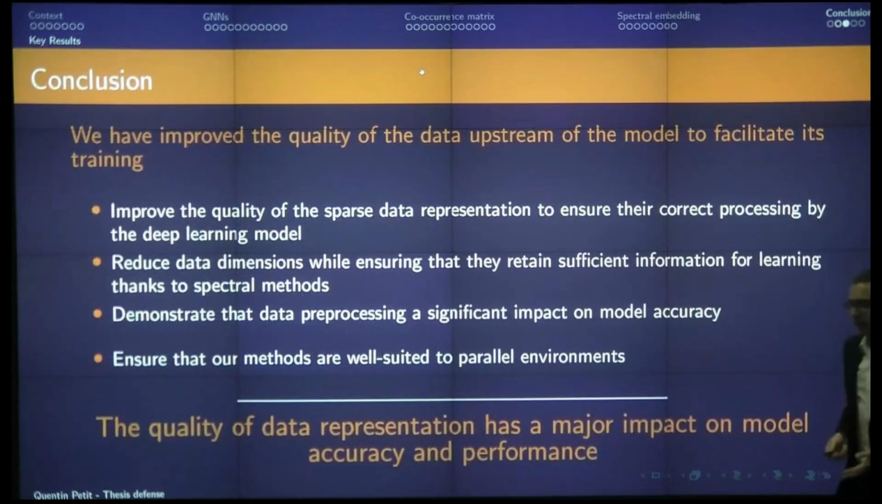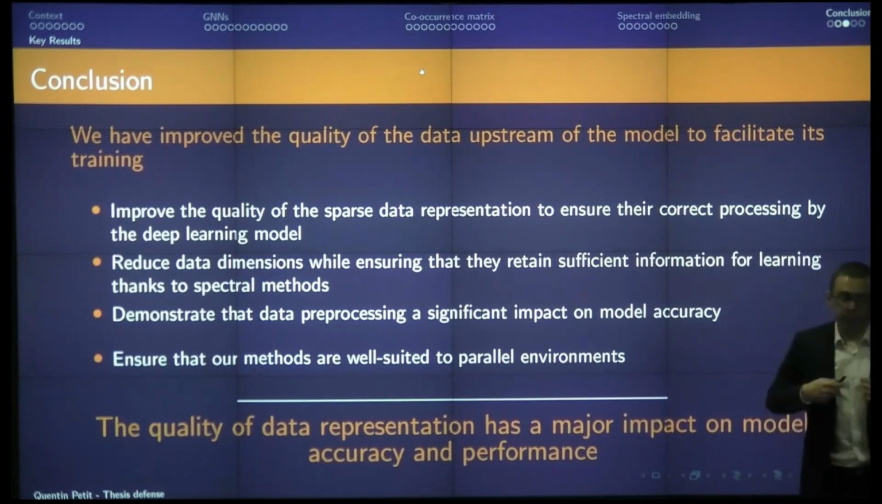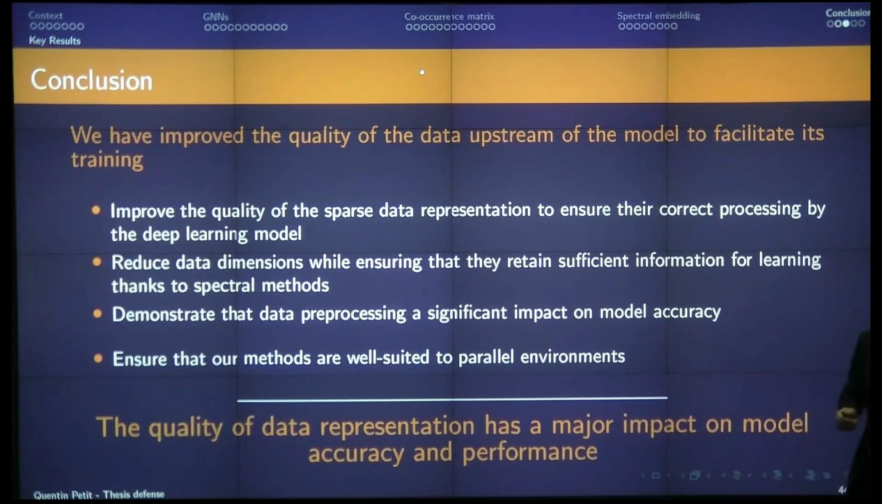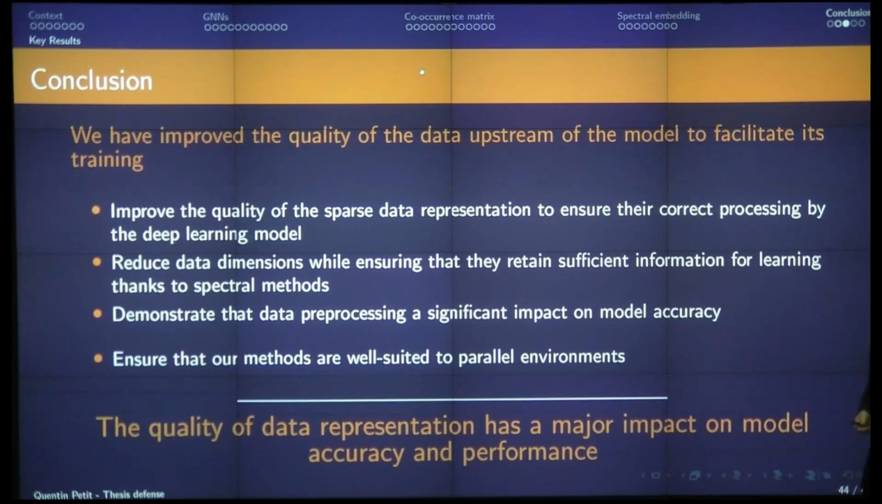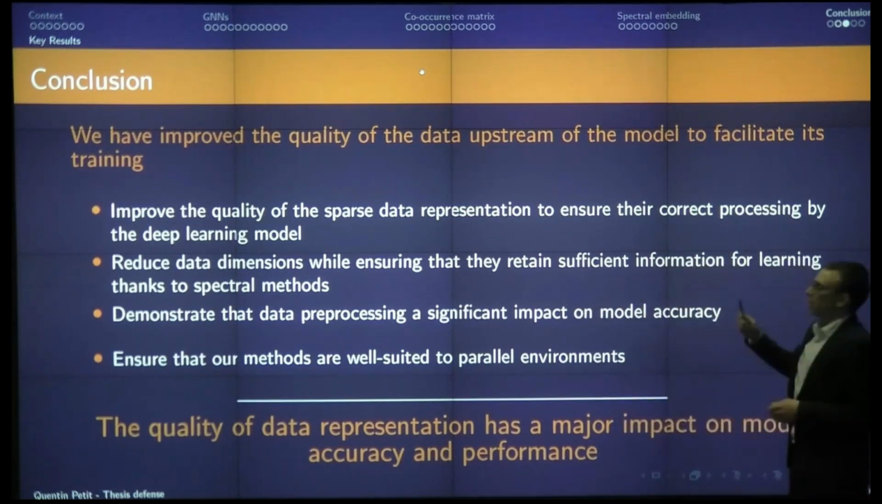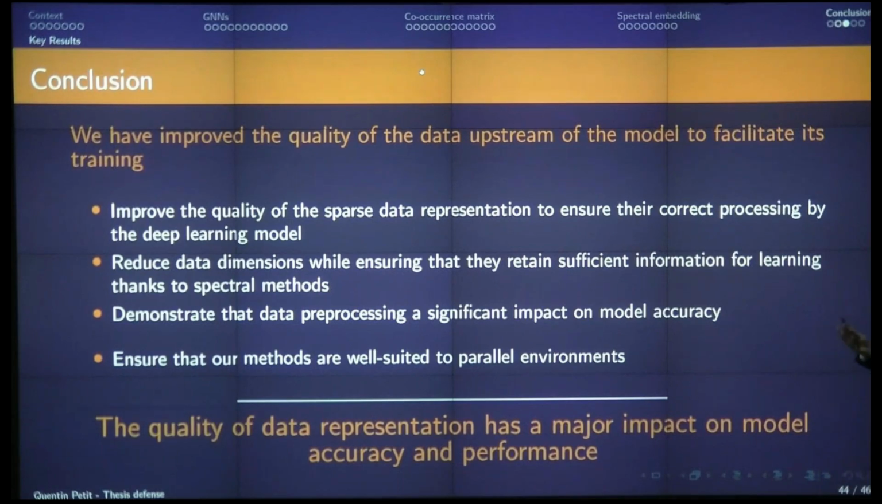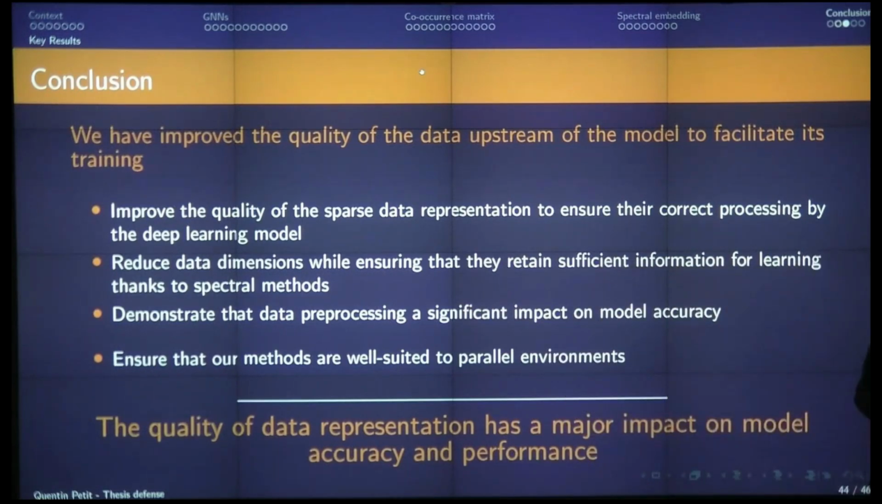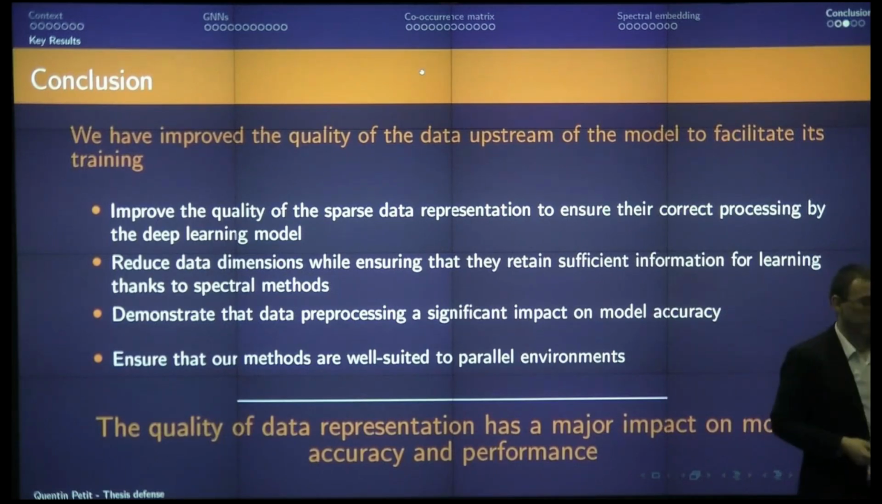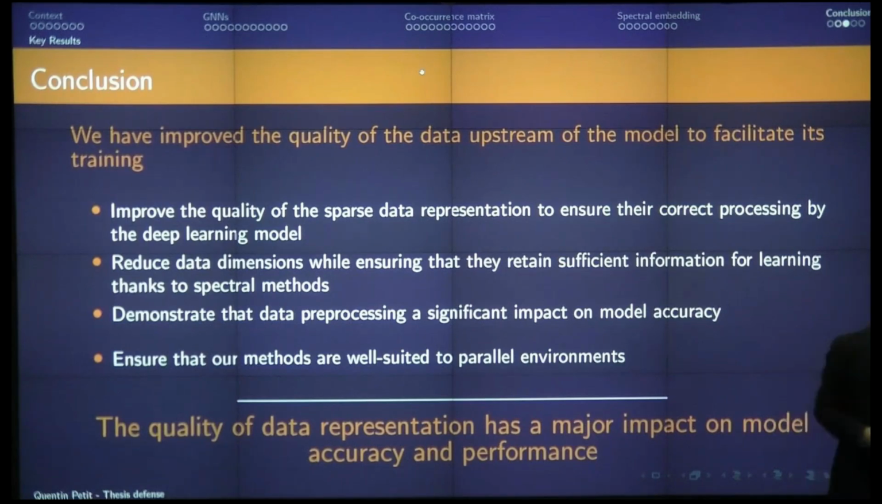Okay. As a final conclusion of this presentation, we show that we have improved the quality of the data in the pre-processing part, so before giving this data as input to the model. We improve the quality for different sparse data representations, and we ensure that we keep enough information in the data to be able to make predictions. We also reduce the data dimension and ensure that it retains enough information for training, thanks to spectral methods, with PageRank in graph neural networks and with eigenvectors for dimension reduction. We also demonstrate that good pre-processing has a significant impact on model accuracy. And of course, we ensure that all these methods are well adapted for distributed and parallel environments.